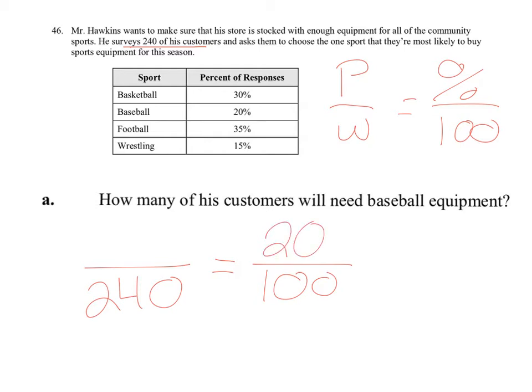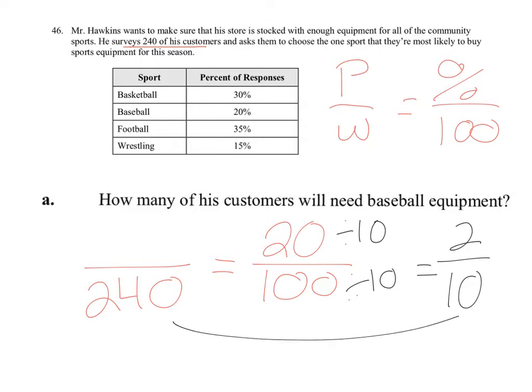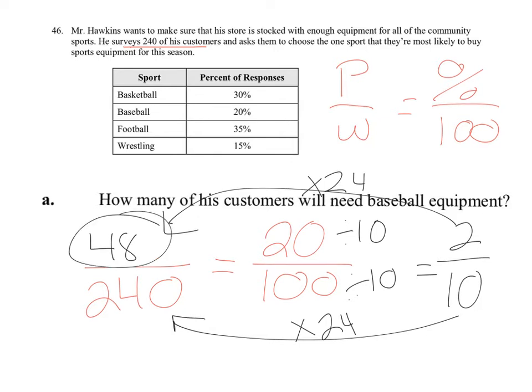So some of you can see that 100 can go to 240. If not, think about that you can simplify both of them, not by 2, sorry, by 10. Divide both of them by 10 and you get 2 tenths. Then to get from 10 to 240, you would multiply by 24. So then I would do 2 times 24, which gives me 48. So 48 people chose baseball for this problem.